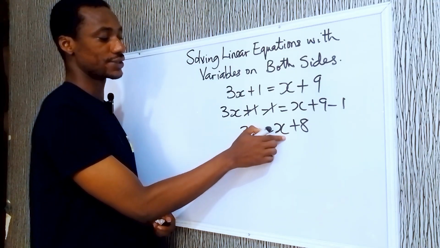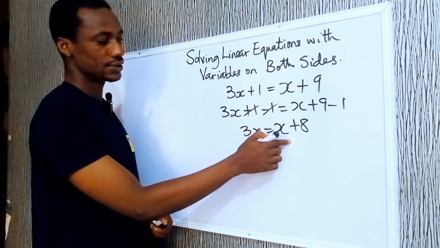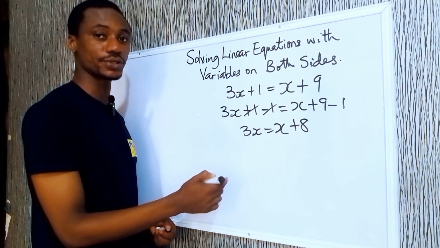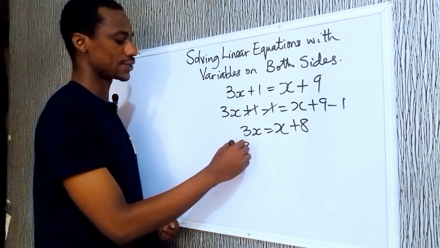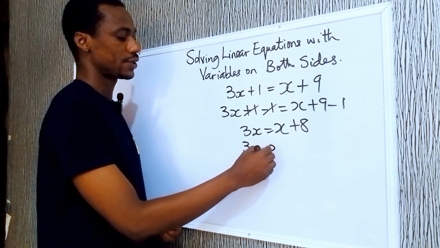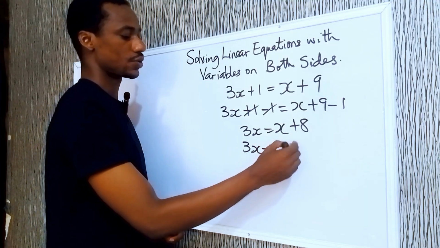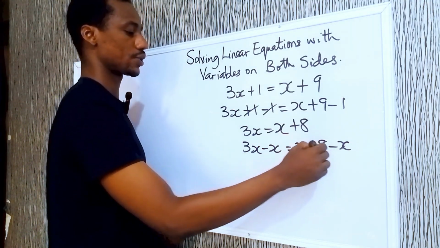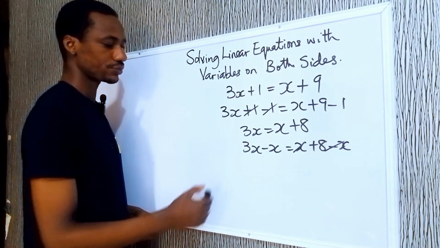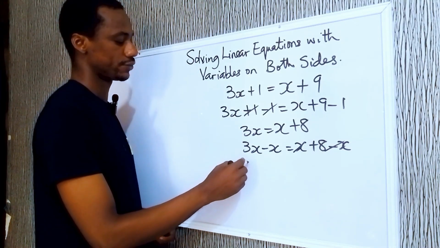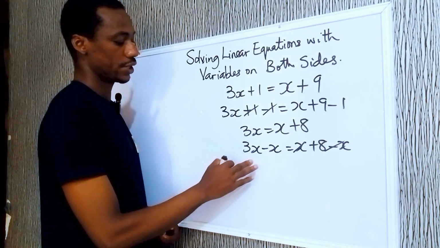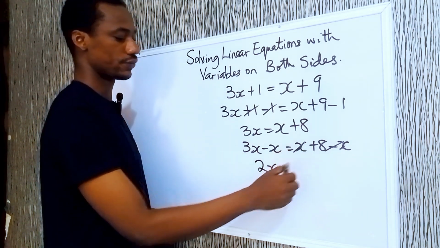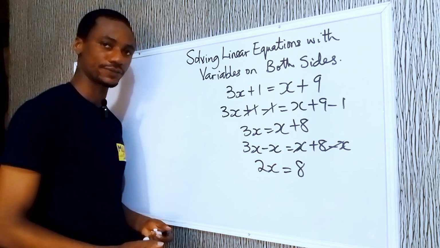Then I have this x on this side being added to 8. So I'll subtract that x from both sides. So if I subtract x from both sides, I have 3x minus x equals x plus 8 minus x. So x will cancel out on this side, right? And then here I have 3x minus x will be 2x, and then over here I have 8 left, right?